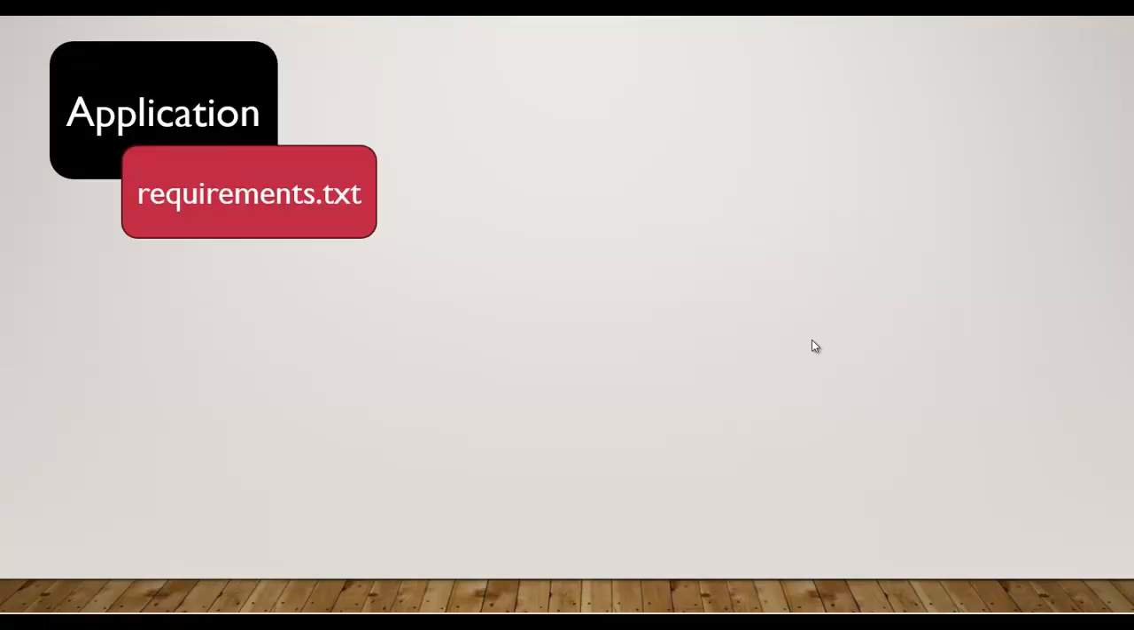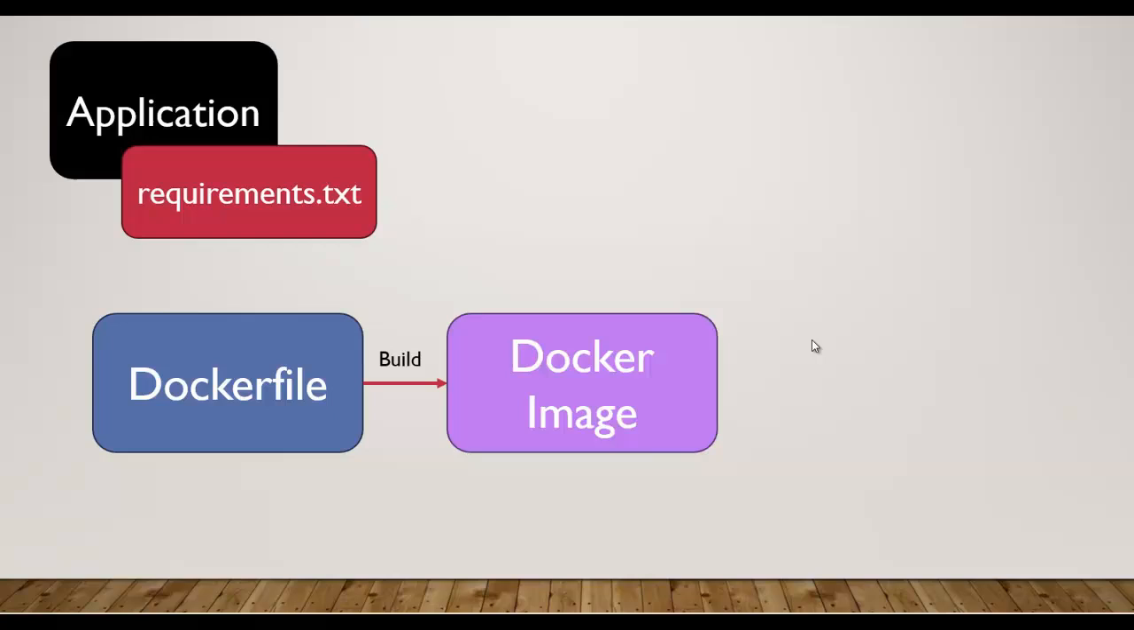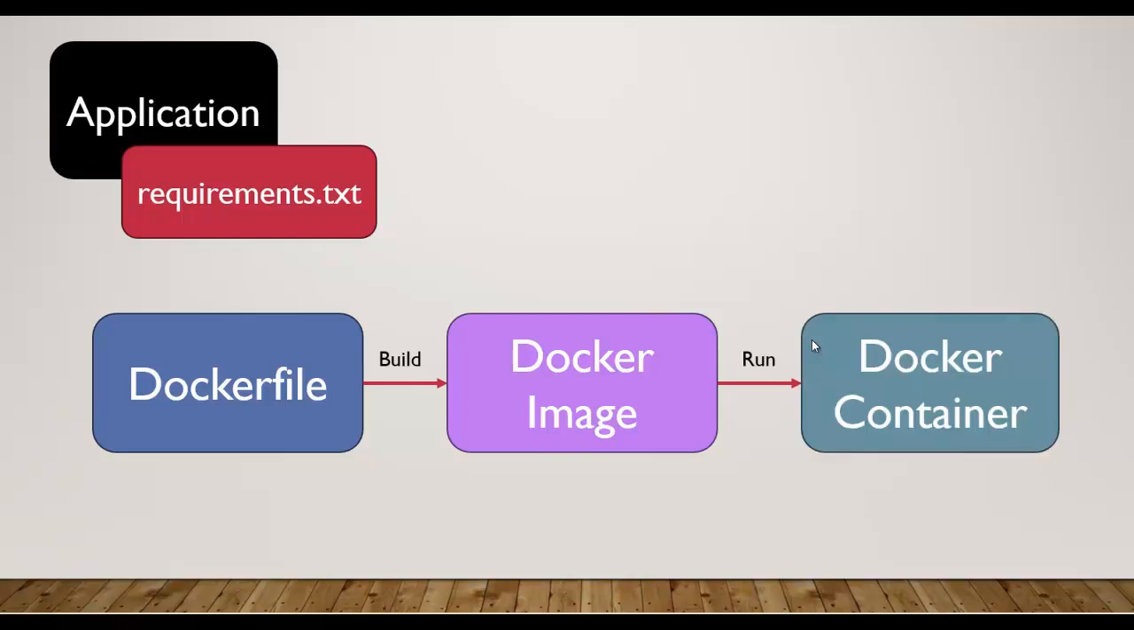So again, we have created our application, addition of two numbers. Also, we have created requirements.txt. We created a Dockerfile with different layers, meaning with different steps. Now we built the Dockerfile and created the Docker image. Now we are going to run this particular Docker image that we just created, which creates a Docker container.